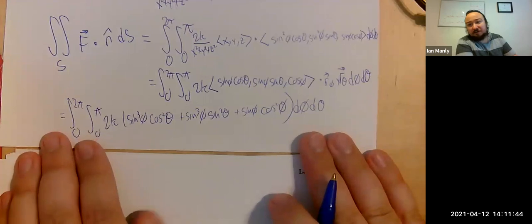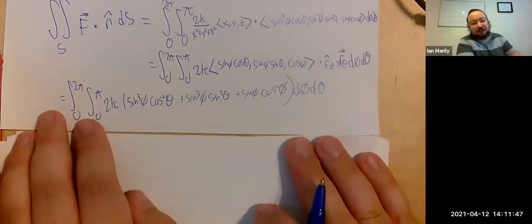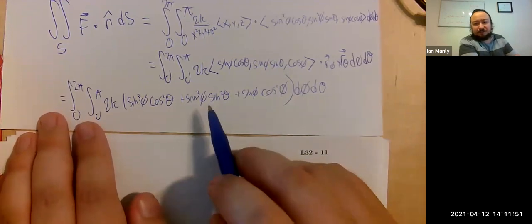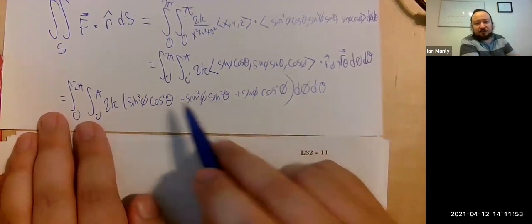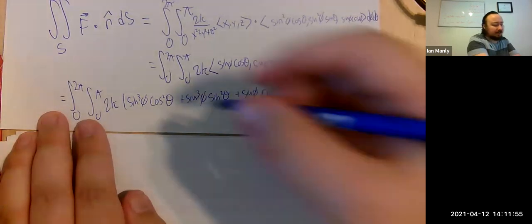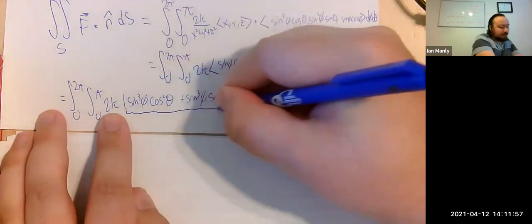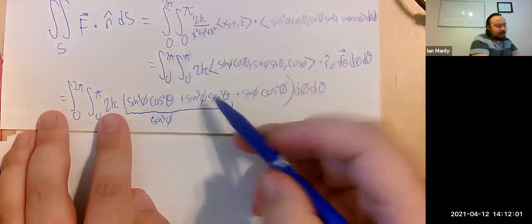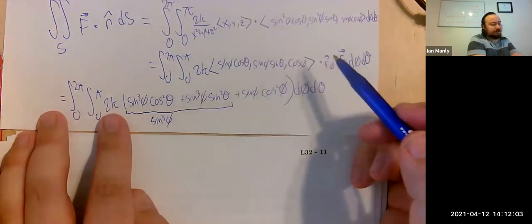All right, now this looks awful. This looks like definitely something we don't want to integrate, but there are definitely going to be some simplifications here. The first thing is that we see a sine squared cosine squared pair. So this will reduce to sine cubed of phi, because that's the coefficient for both of them.